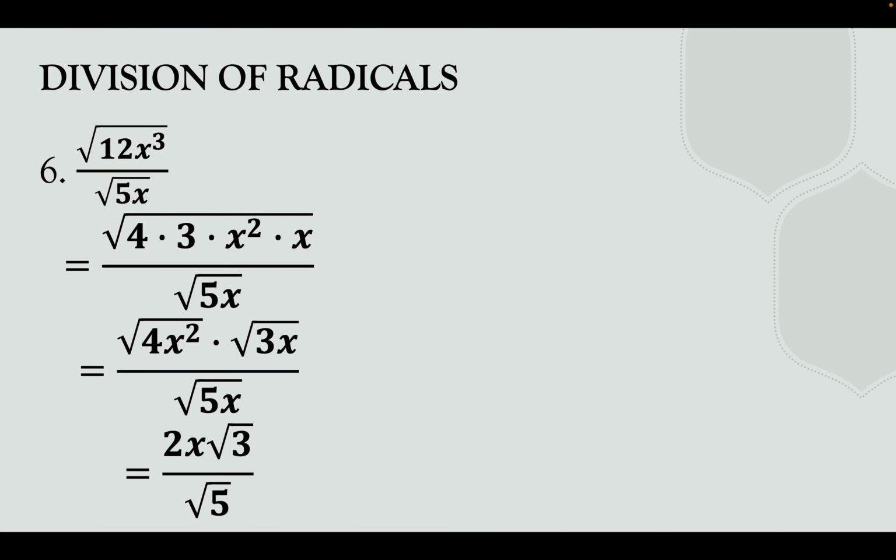Now, what is the square root of 4? We have 2, and the square root of x squared, we have x. So that means we now have 2x square root of 3 over square root of 5. Since our denominator is a radical, we need to use rationalization. Multiply both sides by the square root of 5.